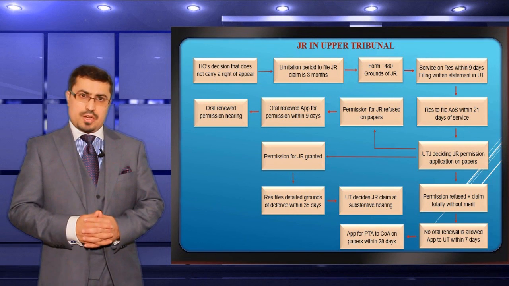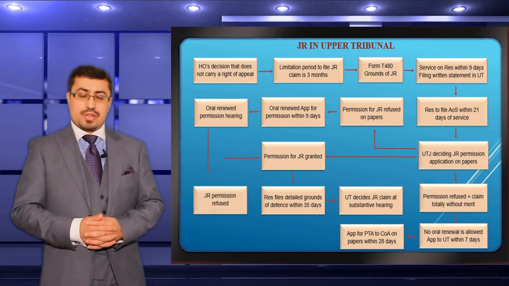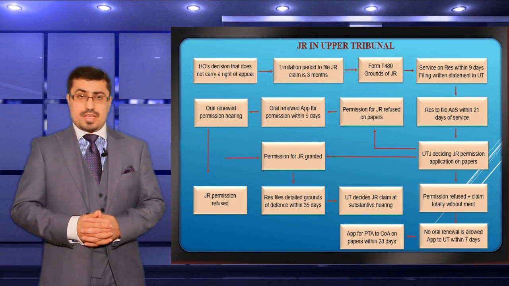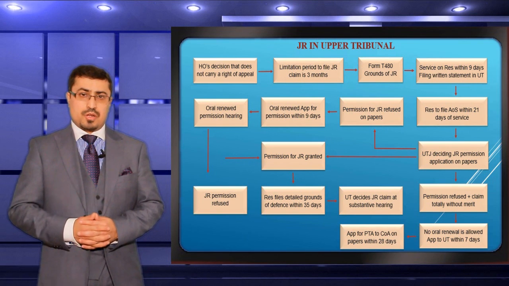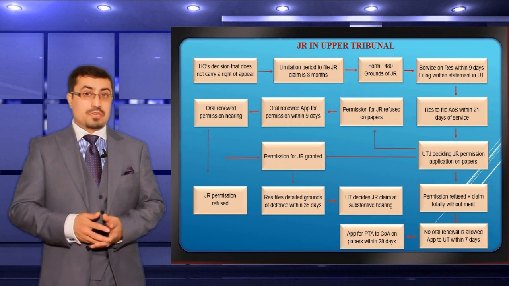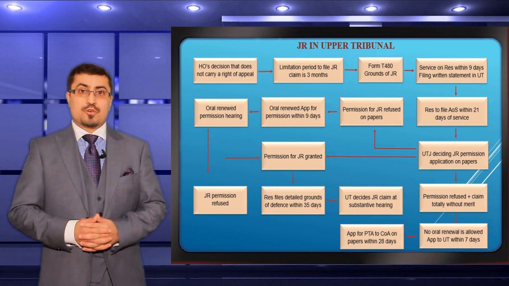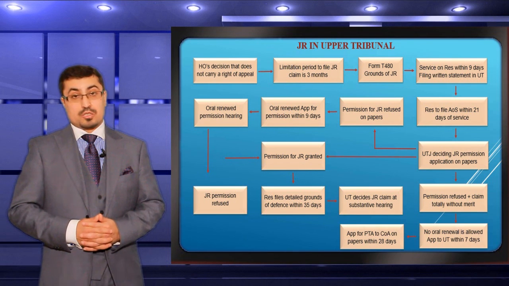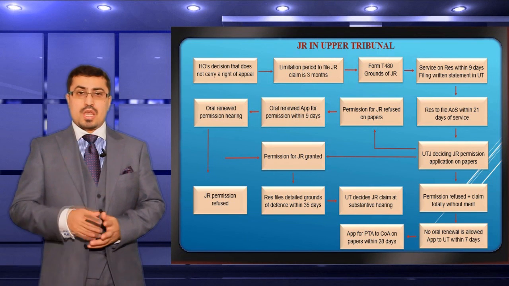If in the oral hearing permission for judicial review is granted, then again the matter is to go before a substantive hearing. But if permission is refused in the oral hearing, then you have to apply for permission to appeal. That you can do right in front of the tribunal. Even if you don't apply for permission, the tribunal will decide your application on its own motion, and in most of the cases permission to appeal to the Court of Appeal is refused by the Upper Tribunal.